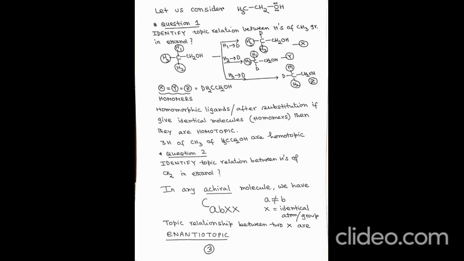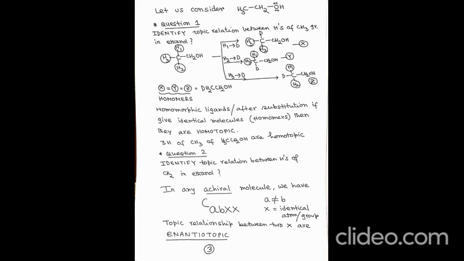So therefore the 3 hydrogens of the methyl group of ethyl alcohol are homotopic. Now coming to the CH2 of the same molecule, my next question is we will try to find out the topicity between the 2 hydrogens of the CH2 group of ethyl alcohol.